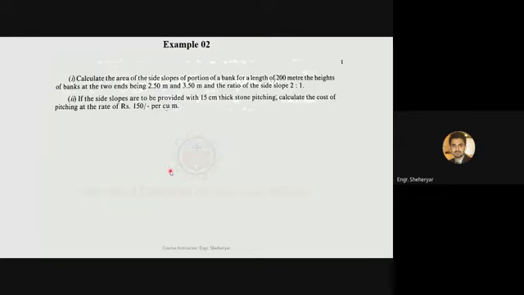Then there is example number 2. This example is asking you to calculate the area of the side slopes of a portion of a bank for a length of 200 meters. The heights of the banks at two ends being 2.5 meters and 3.5 meters, and the ratio of the side slope is 2:1. If the side slopes are to be provided with 15 centimeter thick stone pitching, calculate the cost of the pitching at the rate of ₹150 per cubic meter.